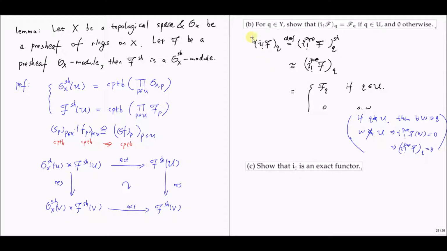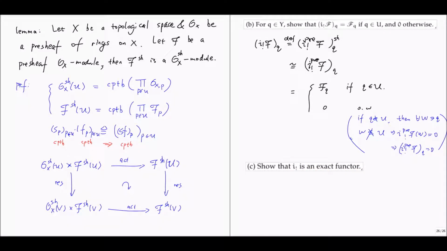It follows from part B that i_* is an exact functor. This is because exactness can always be checked at the level of stalks. Suppose we have a short exact sequence of O_U-modules. Apply i_* to this sequence. We want to prove this is also a short exact sequence. To this end, we take the stalks.